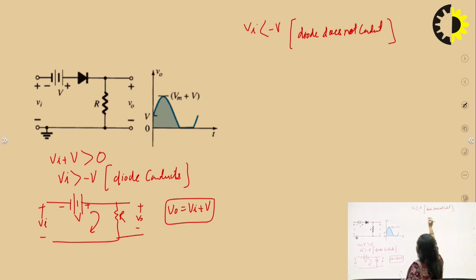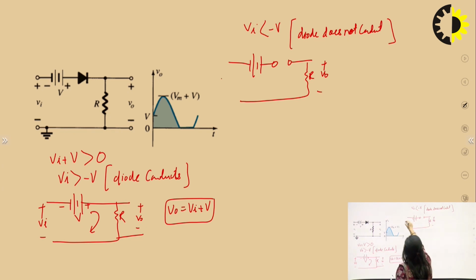For the reverse state, Vi less than minus V, the diode does not conduct. In that case the equivalent circuit would be like this: the diode is open, with the resistance, V naught, and Vi plus minus minus plus V. So here the output would be equal to 0.